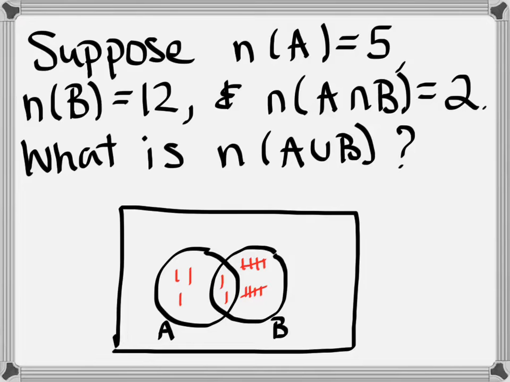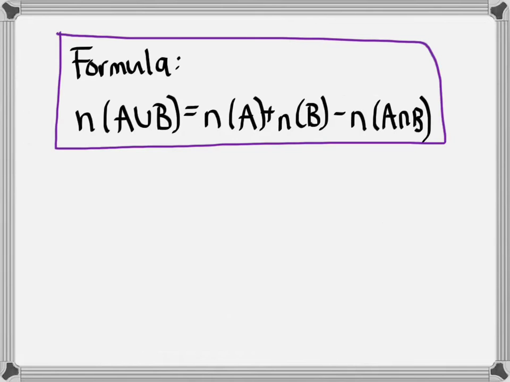I can now answer the question, what is the cardinality of A union B? Well, the cardinality is the total number of elements in the union. So I have 10 from just the set in B, 2 from the intersection, and then 3 in A, which gives me a grand total of 15. This brings us to a formula: the cardinality of A union B is equal to the cardinality of A plus the cardinality of B minus the cardinality of A intersect B.